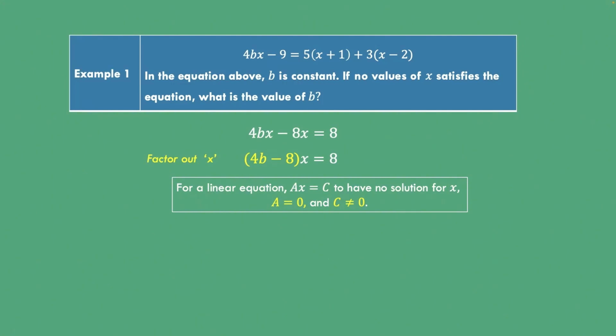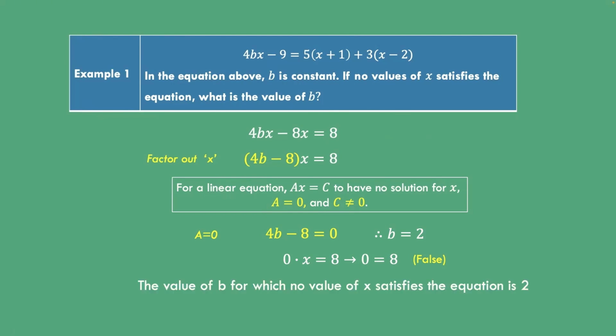Since our c term, 8, is clearly not 0, we need to ensure that our a term, the quantity 4b minus 8, equals 0. So we set 4b minus 8 equals 0. We find that b equals 2. Therefore, when b equals 2, the equation becomes 0x equals 8, which simplifies to 0 equals 8. This is a false statement, indicating that there is no value of x that can satisfy the original equation. And that's our answer, b equals 2.